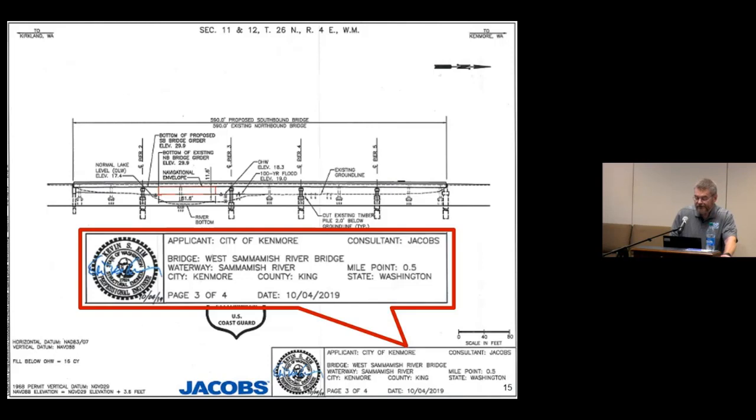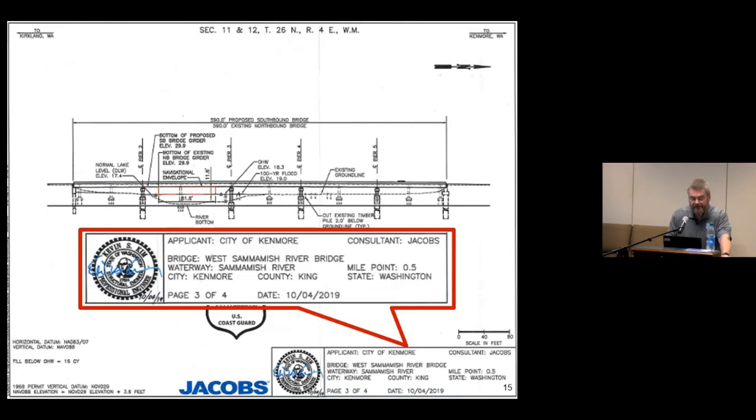The applicant owner is identified as the City of Kenmore. The name of the bridge is shown as the West Sammamish River Bridge. The waterway name is identified as the Sammamish River at mile point 0.5. For the city, county, and state, the project is shown as Kenmore, King County, Washington. The plans are dated October 4th, 2019, and were stamped and signed by a professional engineer that same day.